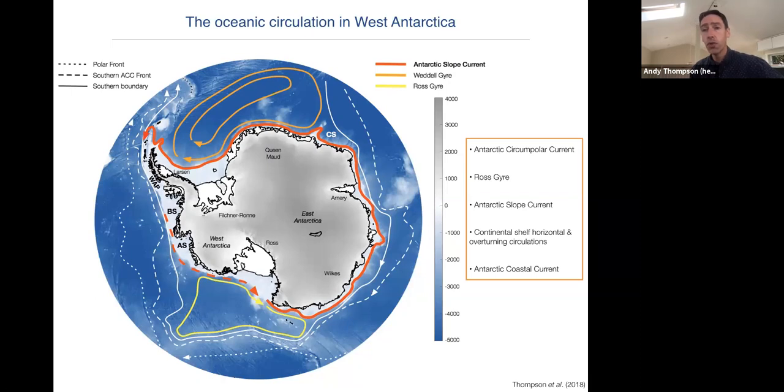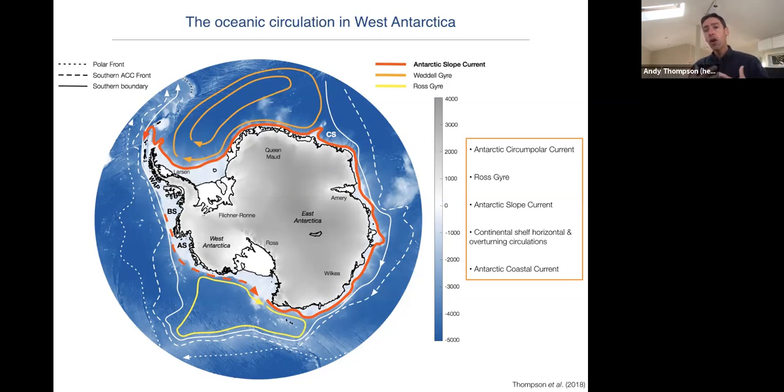Of course, as you move up onto the continental shelf, there are some quite complicated circulation features that are strongly driven by bathymetry, which I'll talk about today. And there's a third boundary current that's not shown schematically in this picture, but will be a focus of today's talk, which is the Antarctic Coastal Current.